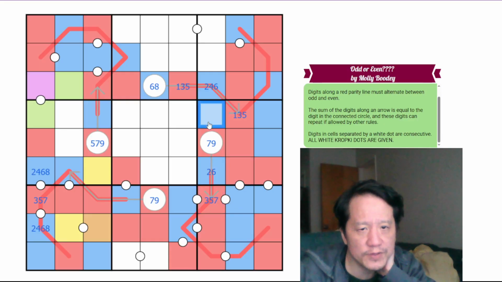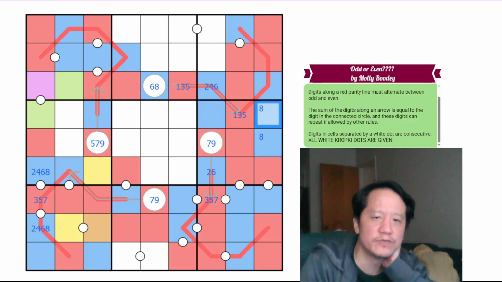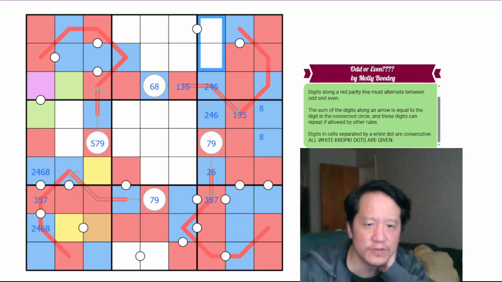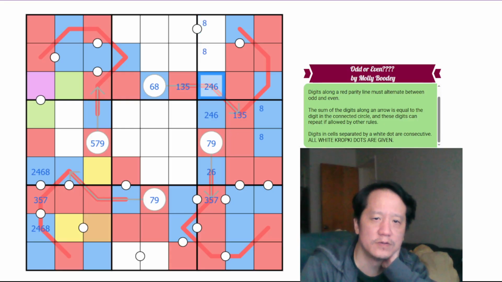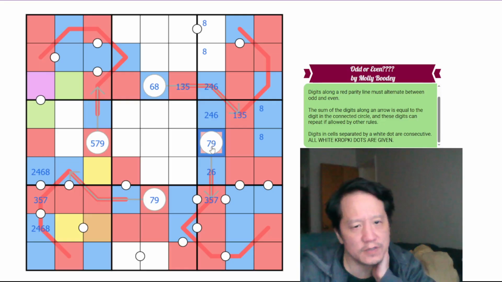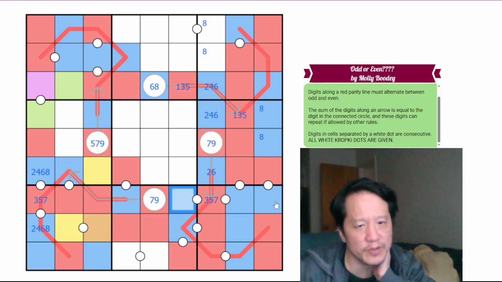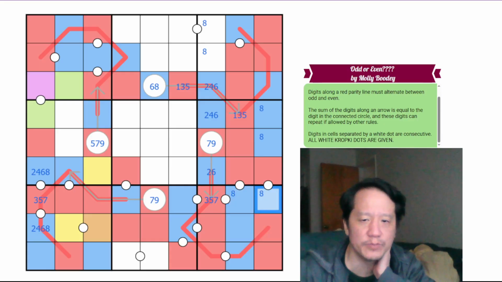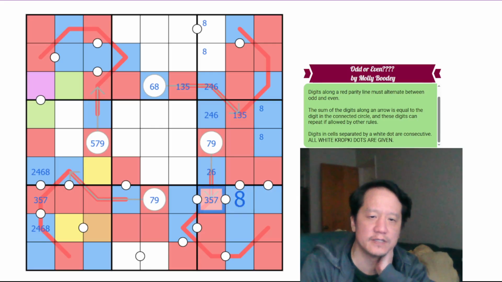Okay, whatever this digit is, it cannot be 8. So 8 in this box has to be one of those two. So this is 2, 4, or 6. We know 8 has to be one of these two then. Because these cannot be 8, so 8 has to be one of these two. This can't be 8 because 8 in the column has to be one of these two, so this must be 8 here.